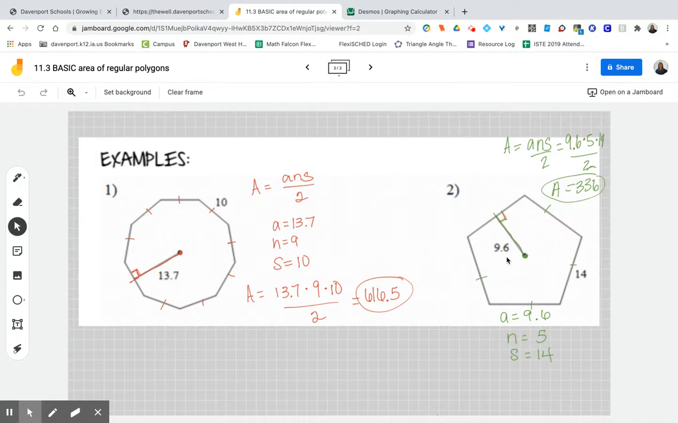Tomorrow you're going to utilize that central angle and that radius a lot more. So today you just learned where they are. Tomorrow you're going to learn when they will be useful for area.